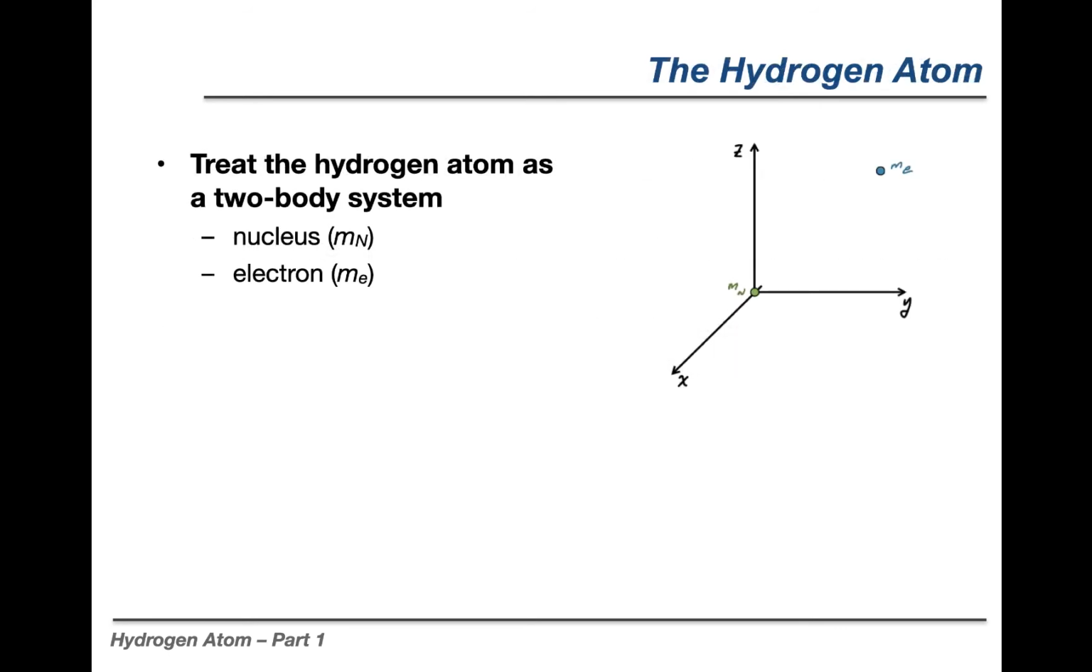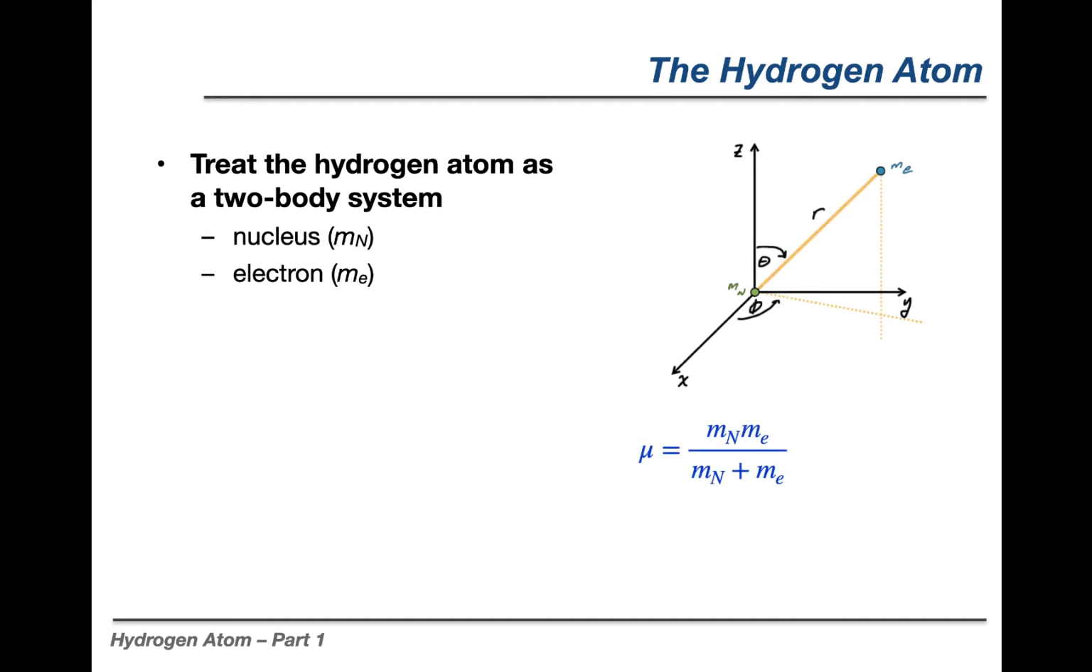The starting point of our study of the hydrogen atom is to note that this is really a two-body problem. We have a nucleus with just a single proton in it that has a total mass m sub n, and is shown here in green at the origin of the coordinate system I've drawn on the right, and an electron shown in blue that has mass m sub e.